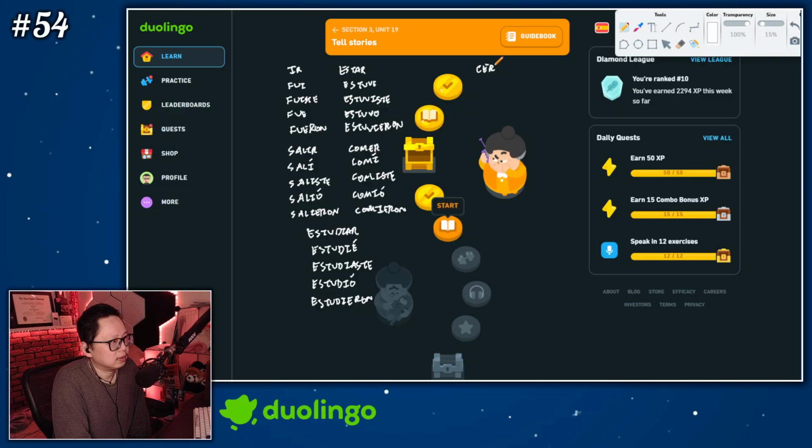So we have cerdo, vaca, and just do all the animals, right? We use gato, perro, caballo, pájaro, búho. Do we have any more animals? Yes. That's it for now, right? Do we have any expressions? No. Nope. So that was today's unit, right?